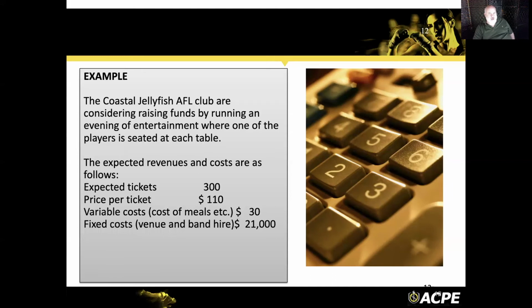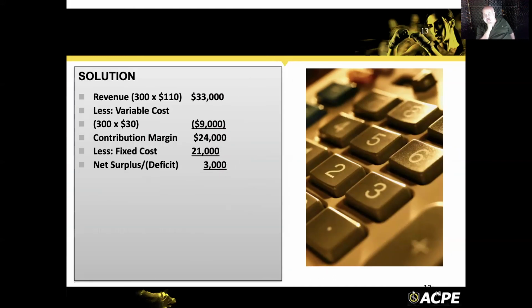$21,000. Okay. So from this we can say revenue was $33,000. Variable cost was 300 tickets times $30 a ticket for the meal, which is $9,000. So revenue minus variable cost is contribution margin, less the fixed costs gives us whether there was a surplus or a deficit. And in this case, it was a surplus, okay?